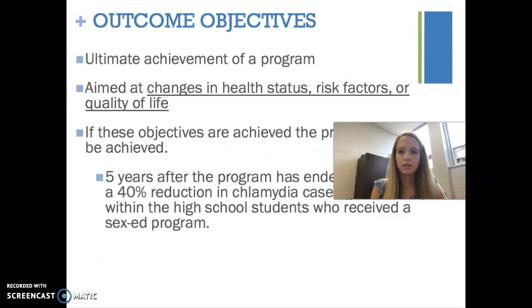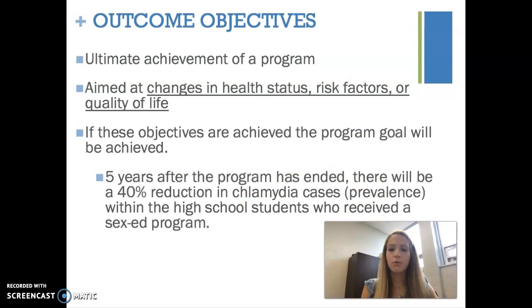All right. And our last objectives, remember we talked about our process, our outcome, our process, our impact. We just talked about impact and the behavioral, cognitive, and affective. Now we're moving on to outcome objectives. These are going to be the ultimate achievement of the program. They're aimed at changing the health status, the risk factors, or the quality of life of the participants. If these objectives are achieved, the program goal will be achieved.